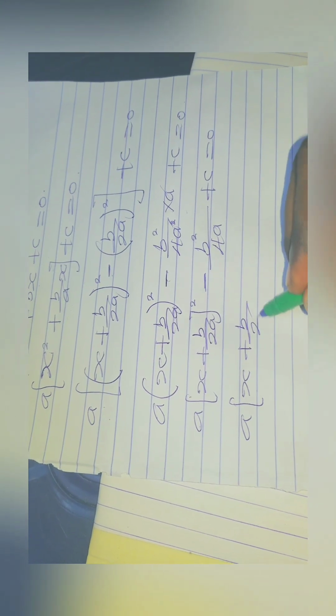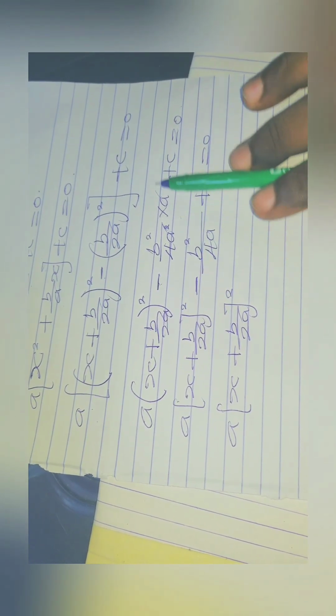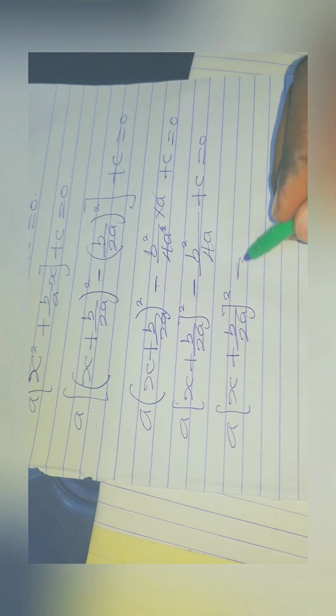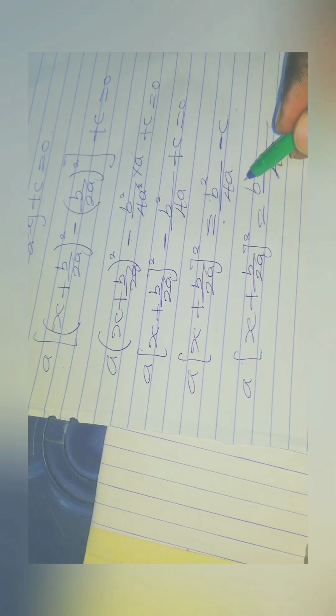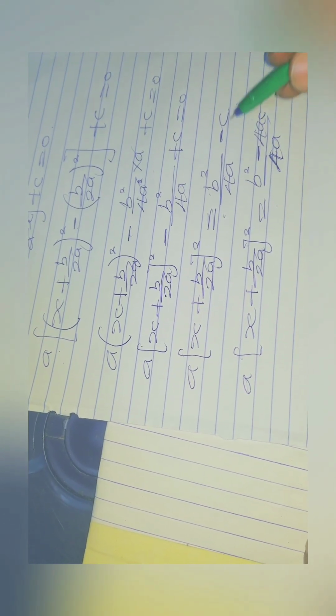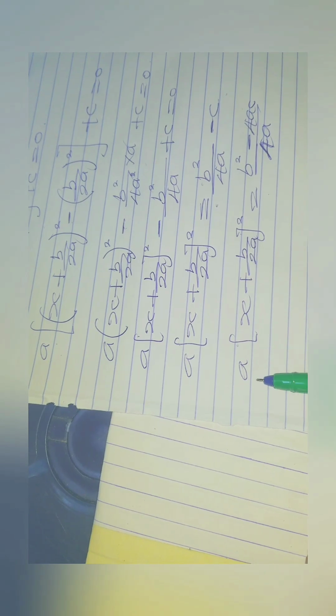And then we have a in a bracket x plus b over 2a squared. We can just move all of this to the other side of the equality sign. That becomes b squared over 4a minus c. So a in a bracket x plus b over 2a squared. We can just harmonize these two terms there. The LCM, of course, is going to be 4a there, and then this is b squared minus 4ac. Don't forget this is over 1 there, and therefore we need to get rid of this.